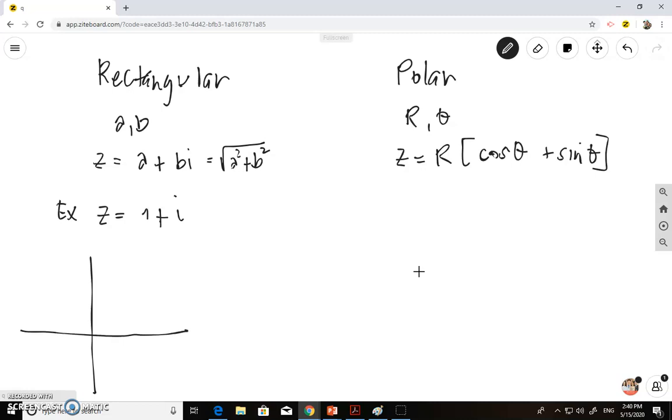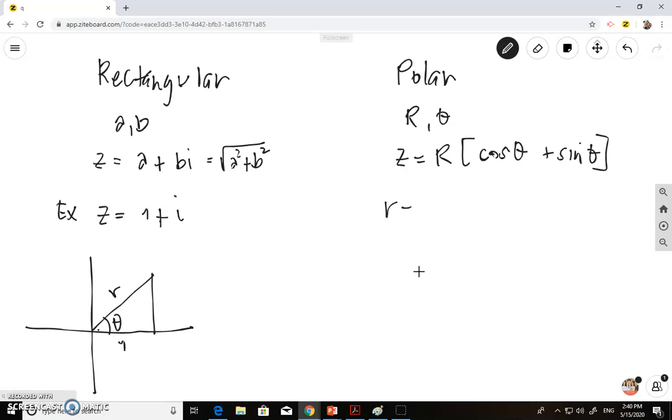So this one is in this quadrant. Let's make it a little bigger, 1 and 1 as well for i. Theta, and then also we will have the r. Now, how will we find theta? To find theta, we have to find r first. How will we find r?